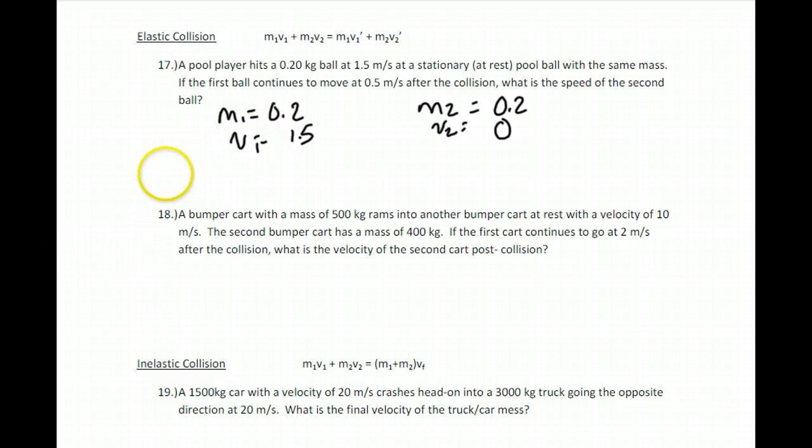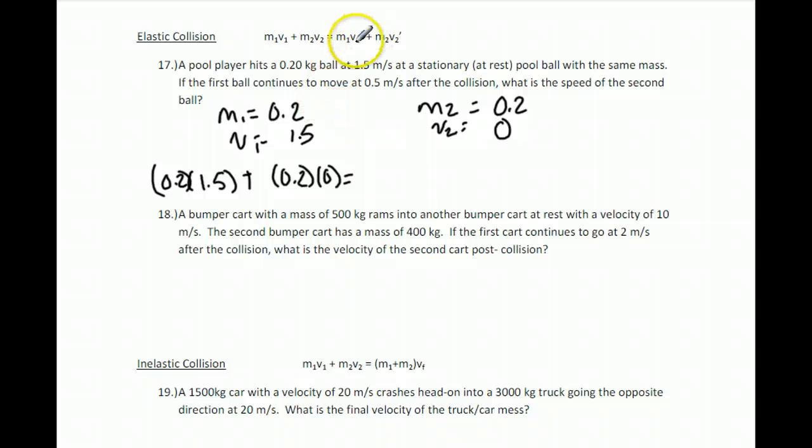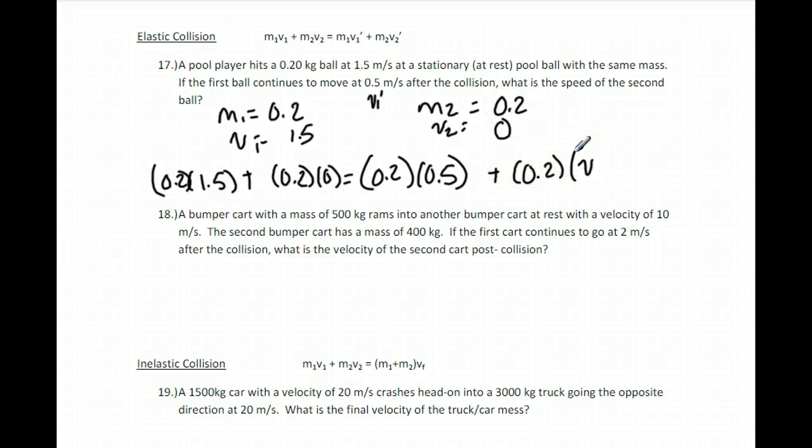Okay, so I have 0.2 times 1.5 plus 0.2 times 0 equals, now I've got M1, already got that, V1 prime. V1 prime just means how fast it is going after the collision. So this ball, M1, 0.2, is going to be going 0.5 meters per second after the collision, plus the mass of the second object, 0.2, because the mass did not change, times V2 prime. And when you solve for that, you get 1 meter per second, as we did earlier today in class.